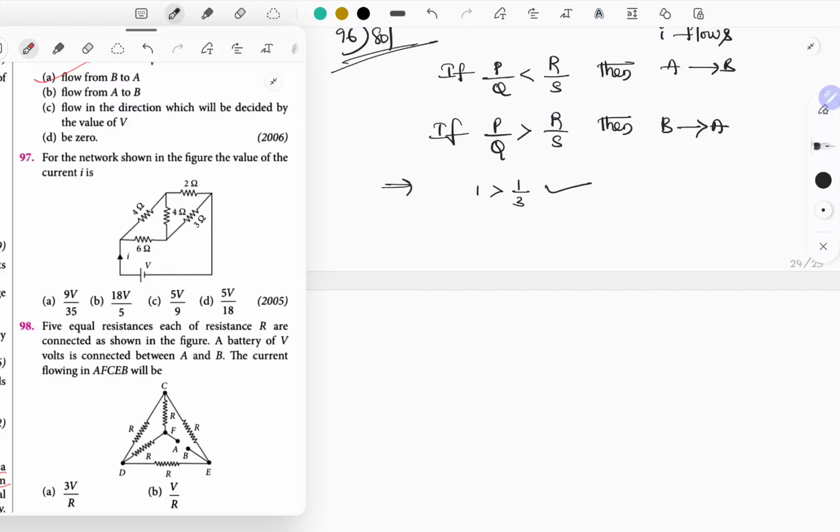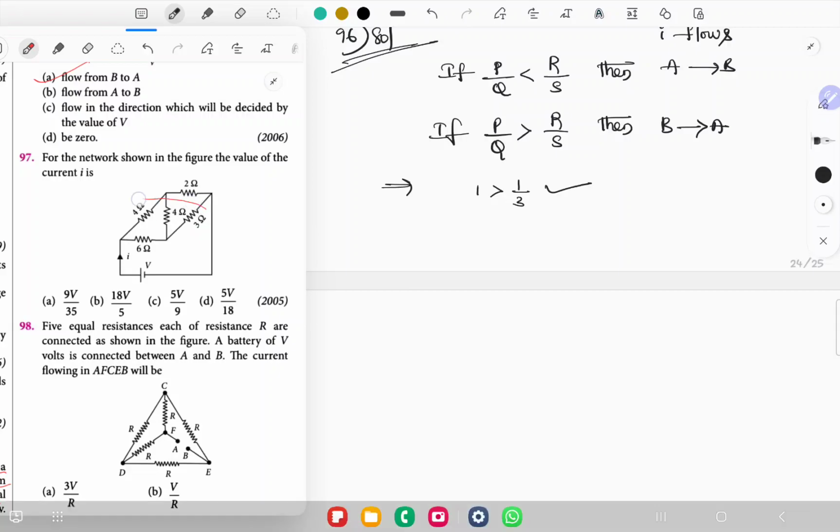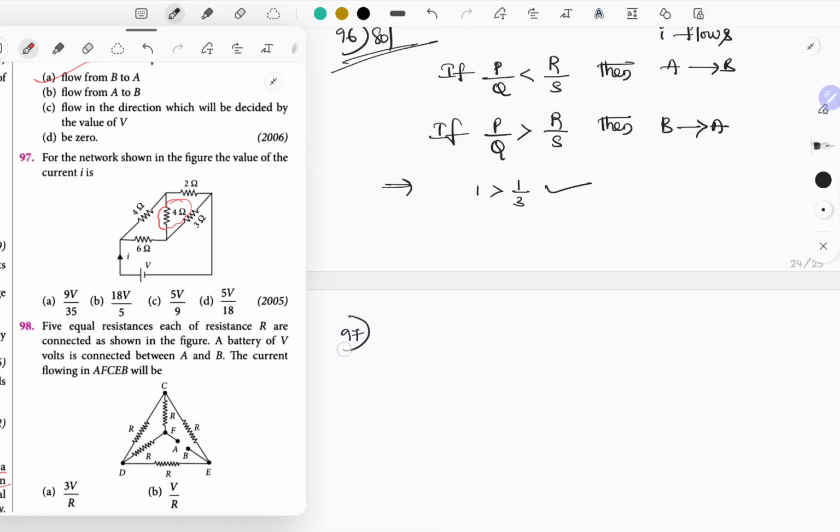Whenever you come across this kind of question, you just have to cross check whether the bridge is balanced or not. What is the multiplication of opposite resistors? This 3 and 4: 4 3s are 12. And this 6 and 2: 12. As the product of opposite resistances is equal, you can remove this 4 ohm resistor. So the remaining circuit looks like this.